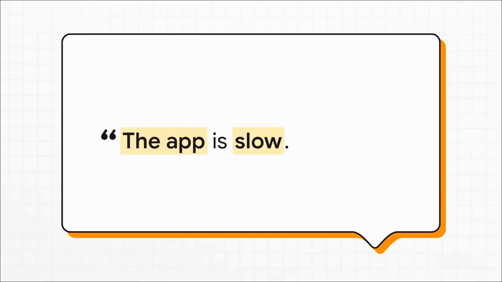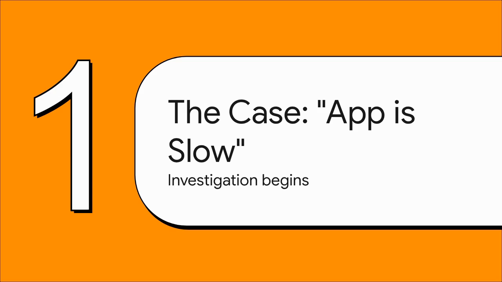Yup. It always starts just like this, doesn't it? A simple 4-word message from support. No details, no context, just pure stress. It's vague, it's urgent, and suddenly all eyes are on you to find out who or what is responsible. So here we go, the case. "App is slow." Our investigation kicks off with that dreaded call.